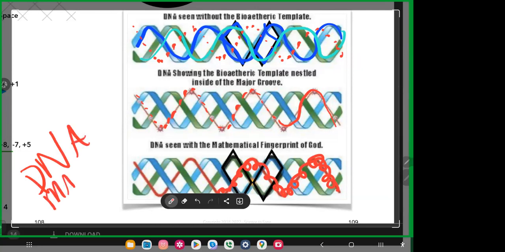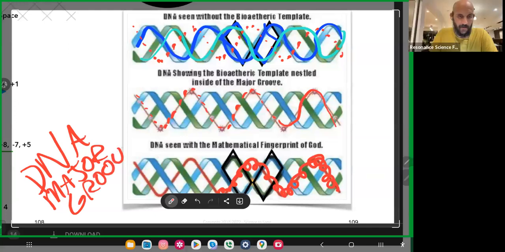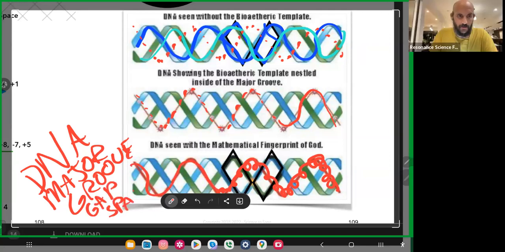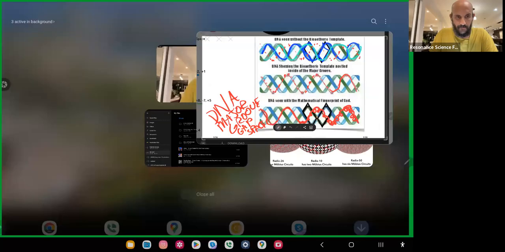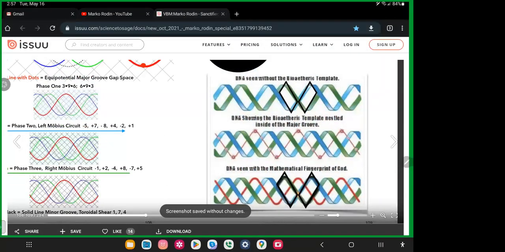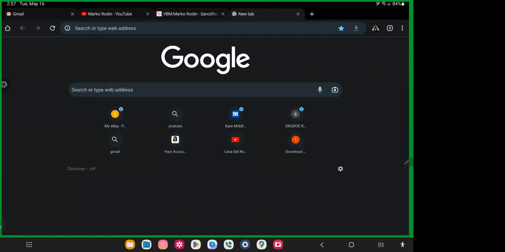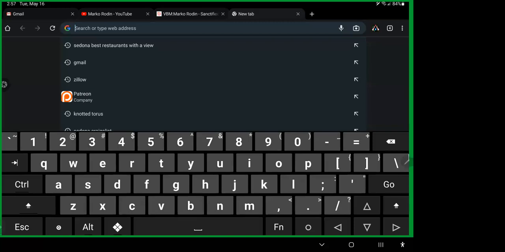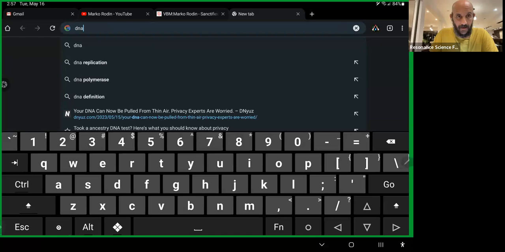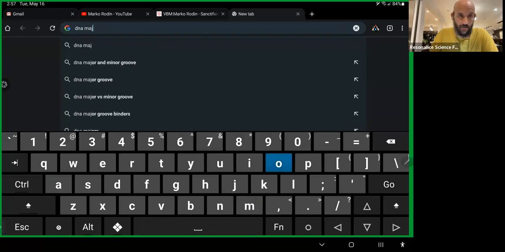DNA major groove. The gap space. The spaces in DNA are controlled by all this mathematics. I have found the guiding intelligence behind evolution. The all coherent intelligence.